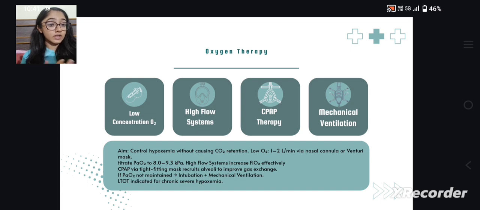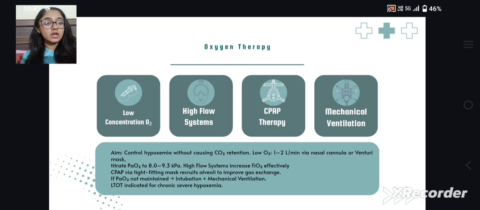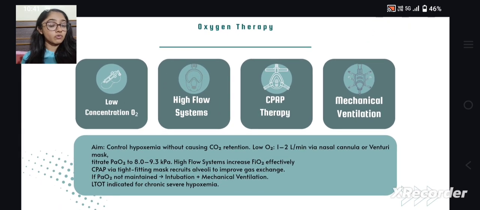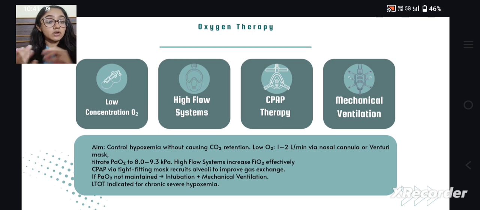Then what is the therapy? Oxygen therapy, low concentration O2, high flow systems, CPAP therapy, and mechanical ventilation we could do. And what will be the aim of it? To control hypoxemia without causing CO2 retention. That will be the aim of the oxygen.